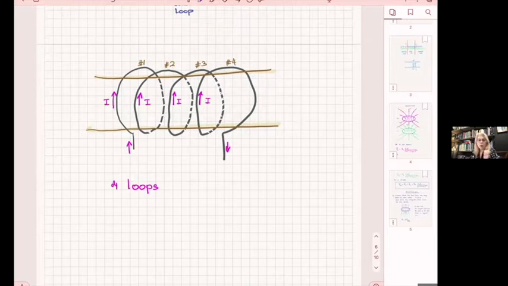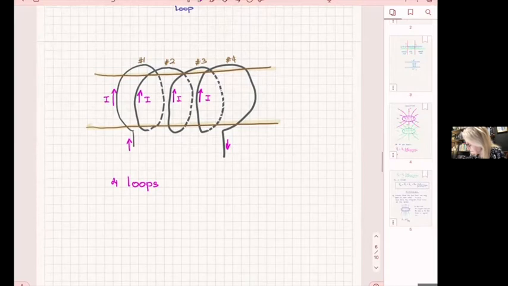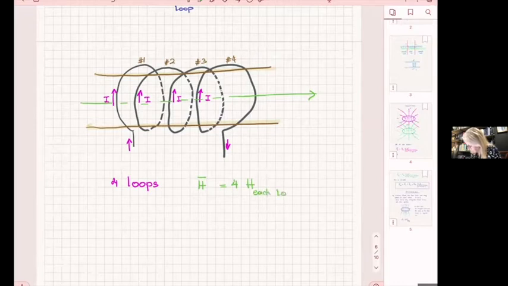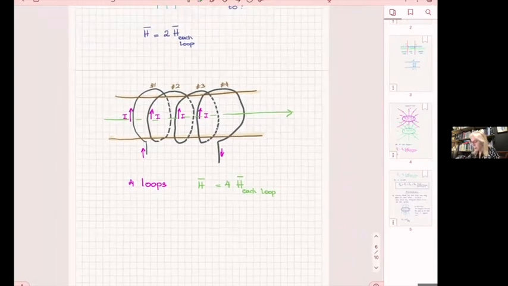So what happens in a coil like this? The magnetic field is 4 times at the center of this coil. At the center of this coil, the magnetic field H is 4 times the magnetic field of one loop. And that's extremely important to keep in mind. Why is that important? We use this.